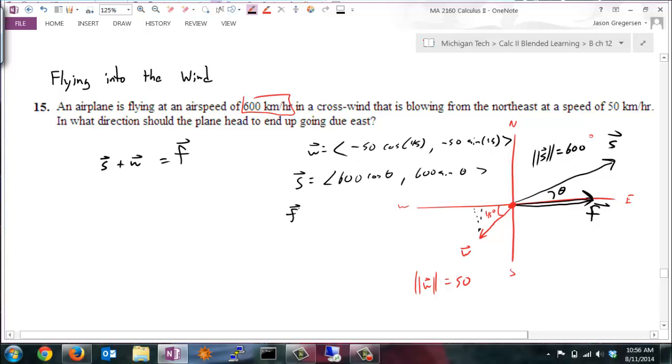And what do I know about F? I do know one thing about F. The y value is 0. He wants to go due east. That's a y component of 0. I don't know this other piece. But because I know how to add vectors, I add them component-wise. I know that the y component should add up. I know that negative 50 sine of 45 plus 600 sine of theta should equal 0. And that should let me solve for theta, since theta is the only thing I'm missing here.